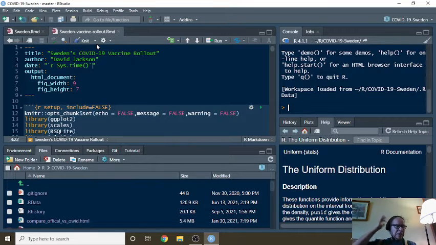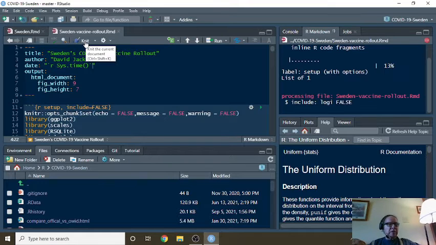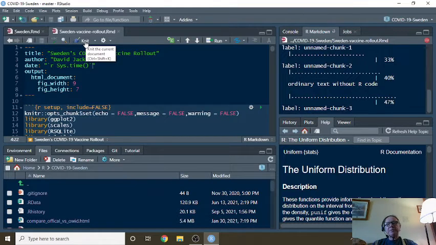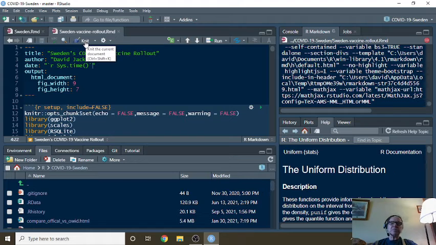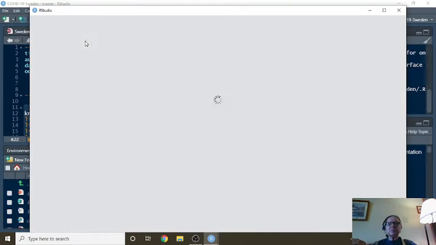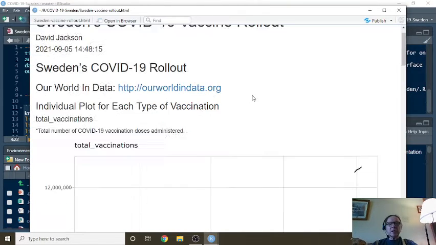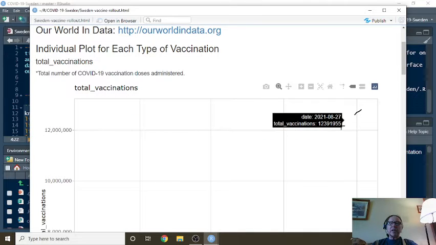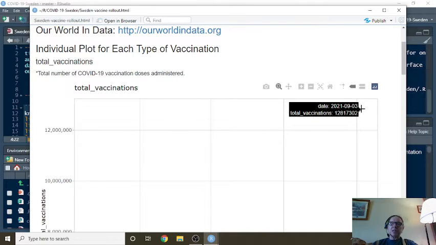So let's start off looking at the vaccine rollout for Sweden. Because you see, Sweden got a very late start. I mean, they didn't start doing vaccinations until August the 31st. That's probably because they didn't think they needed them, but that's okay.